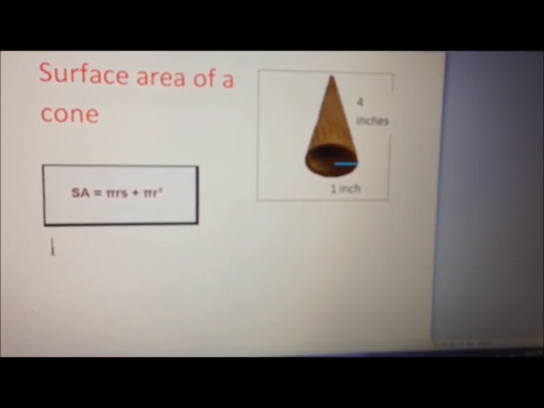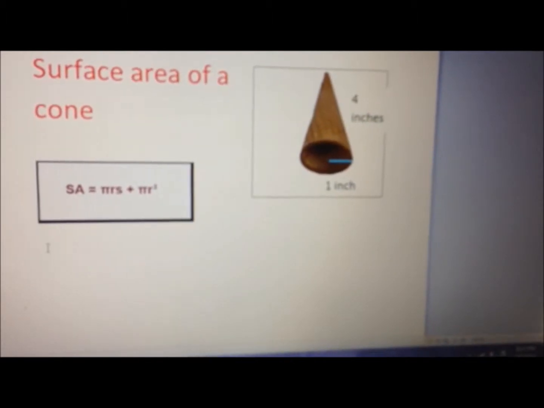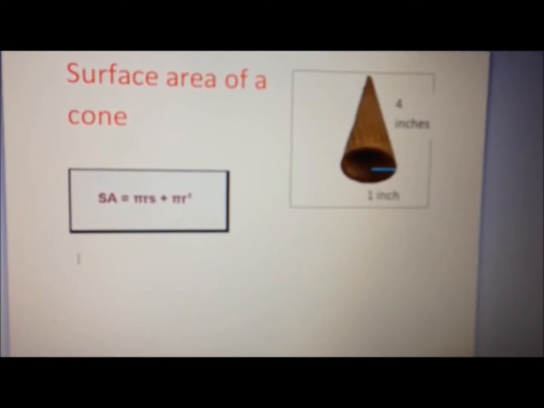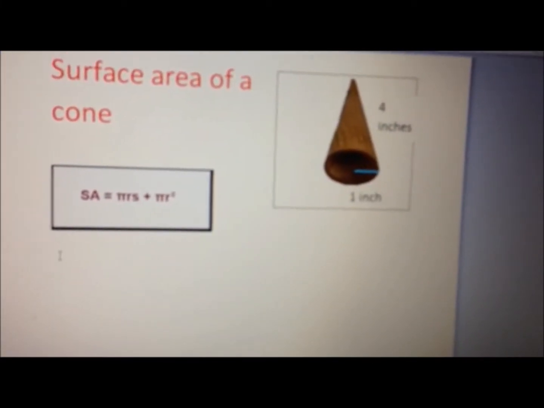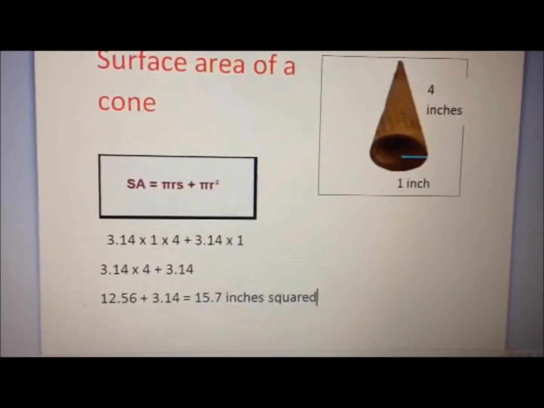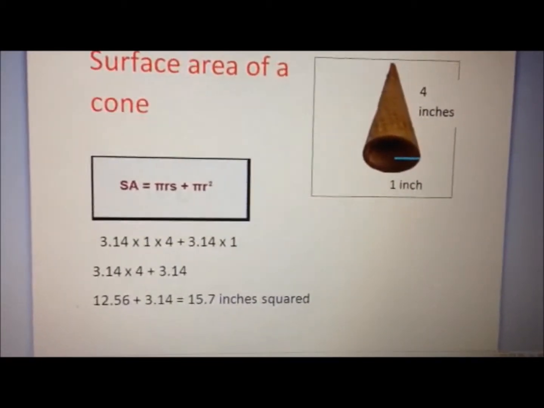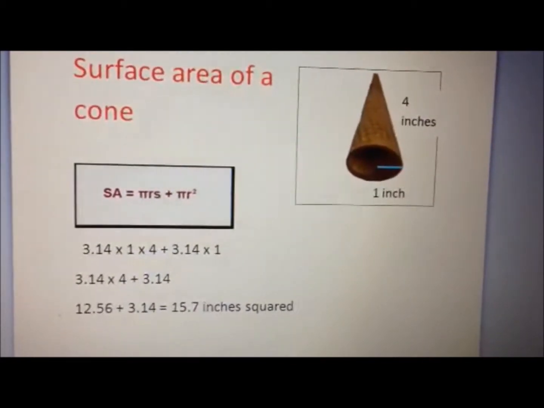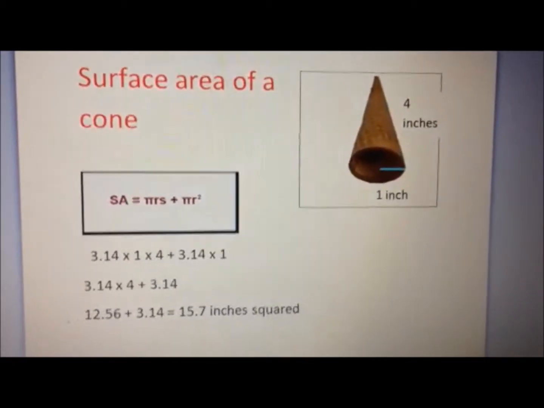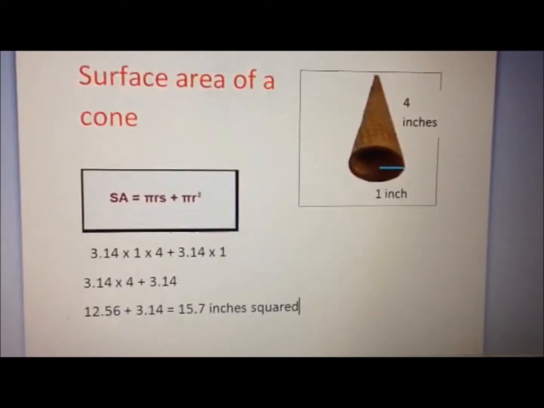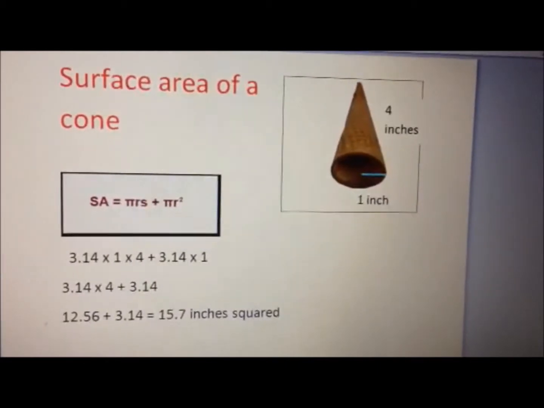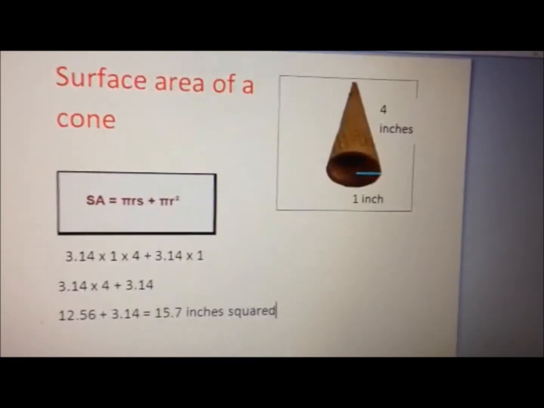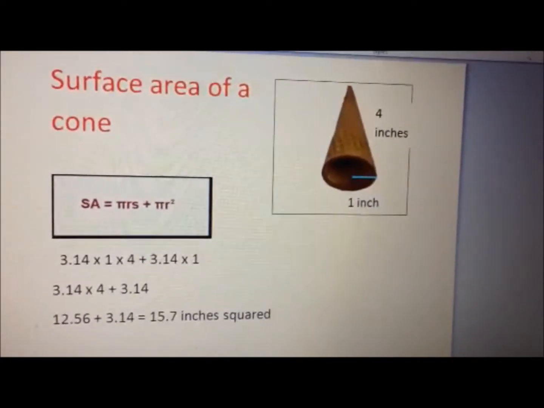Now, remember, our cone has a radius of 1 inch and a height of 4 inches. Let's use 3.14 for pi, and let's figure out how you would solve this. The total surface area is 15.7 inches squared. You get this because 3.14 times 4 is 12.56 plus 3.14 times 1 is still 3.14. So then when you add those two together, which is the area of the base plus the lateral triangles of the cone, you get 15.7 inches squared.